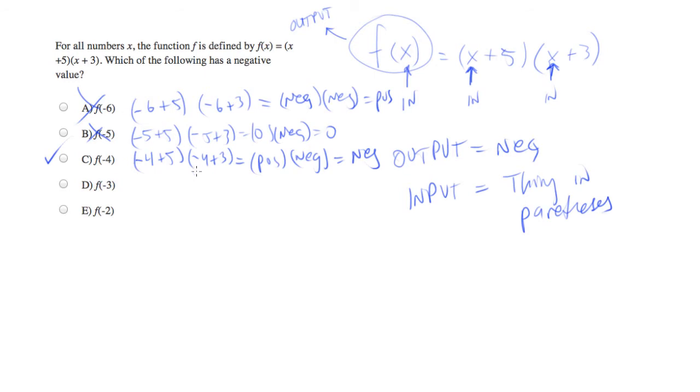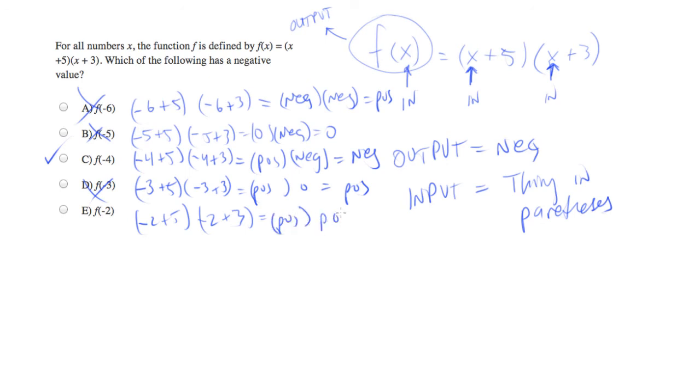I'm going to do the rest in case you want to see them. You would not have to do this if this were an SAT question. Let's do -3 plus 5 and -3 plus 3. That's going to be a positive times 0, which equals 0. So D is out. And E is -2 plus 5 times -2 plus 3, which is positive times positive, which equals a positive. So E is out.